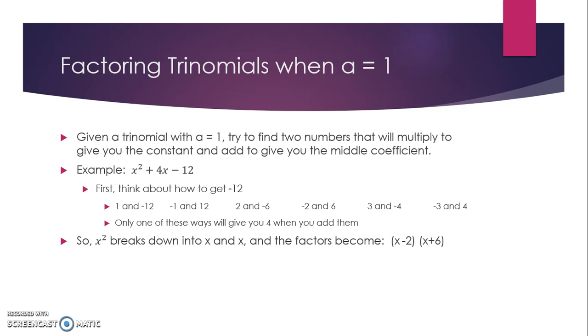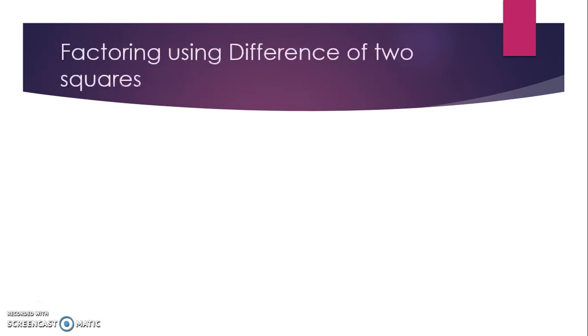So the x squared, the first term, will break down into x and x. And then the two factors become x minus 2 and x plus 6. So those would be my two factors.